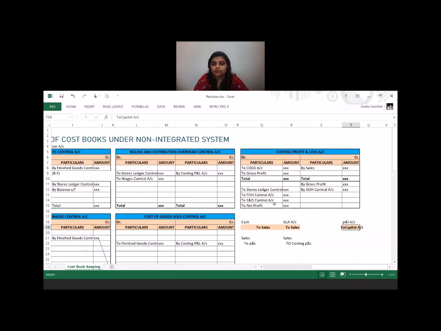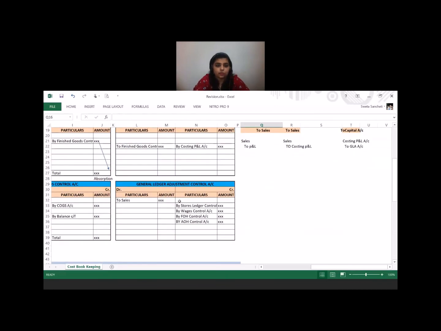What is capital account? Again a non-financial account, right? So your entry would be costing P&L account debit to GLA account. We are again going to transfer our net profit to GLA. To GLA account our net profit. So here in your GLA account we'll write by costing P&L account. This is nothing but our net profit.